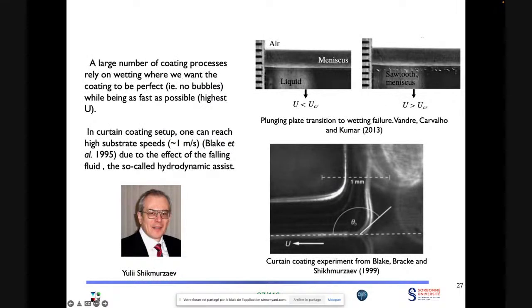And if you go too fast, you get this sawtooth meniscus, you get these bubbles forming, so it defines a critical number. And the critical number is about a velocity of 1 meter per second. And if you zoom on here, you see this kind of foot as in the previous scheme. It was studied a lot by Blake, Bracke, and Shikmurzaev.